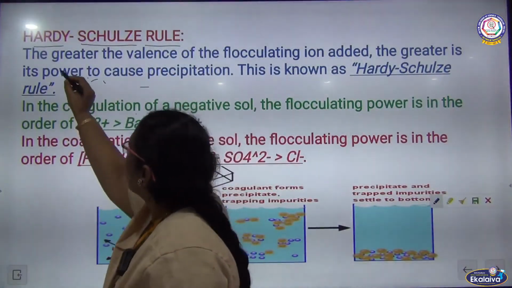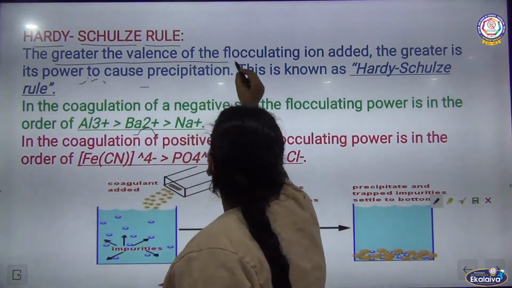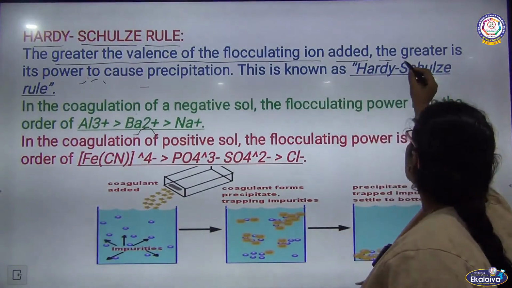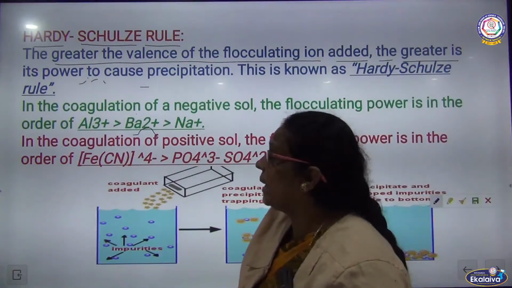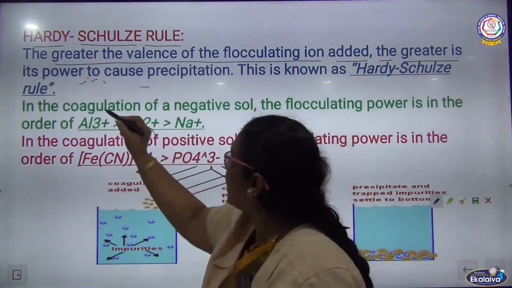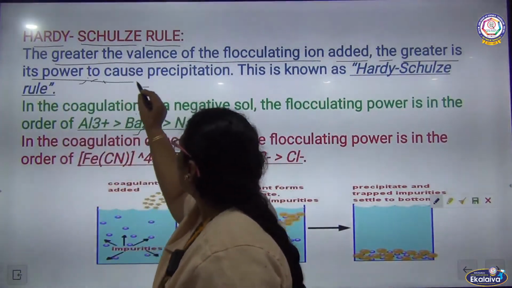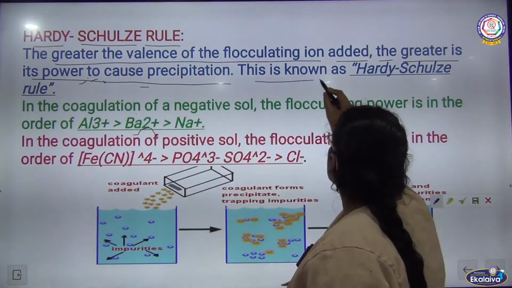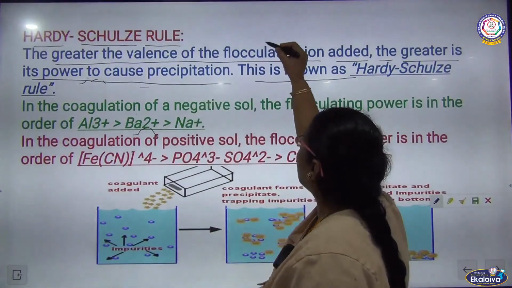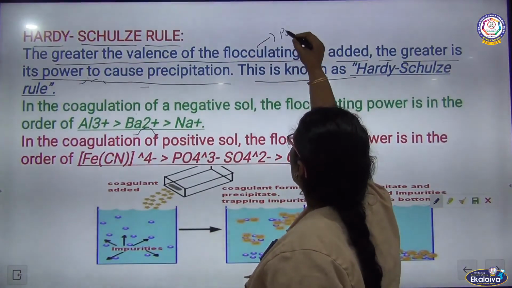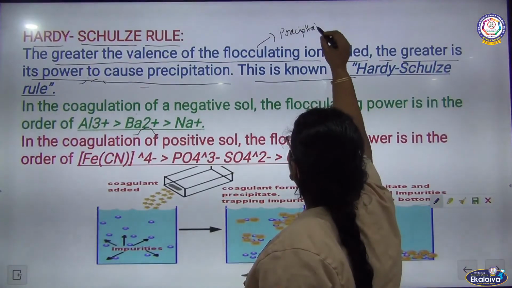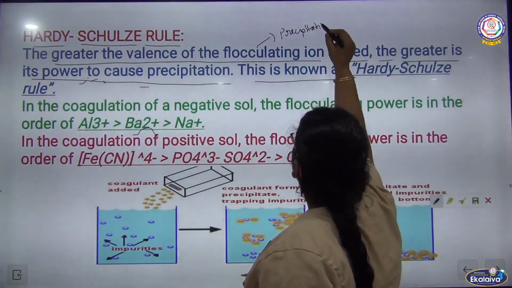So actually, the greater the valency of the flocculating ion added, the precipitating ion, flocculating is nothing but precipitating ion, the greater the valency of the flocculating ion added, the greater will be its power to cause precipitation. This is known as Hardy-Schulze rule actually. What do you mean by flocculating? Flocculating is nothing but precipitating ion, the ion that causes precipitation.